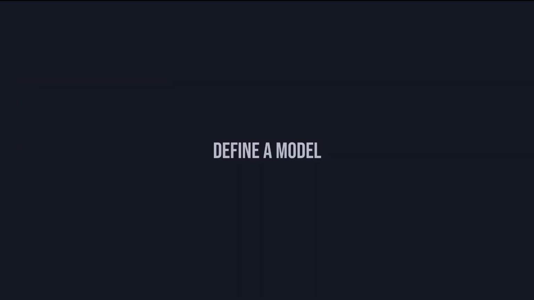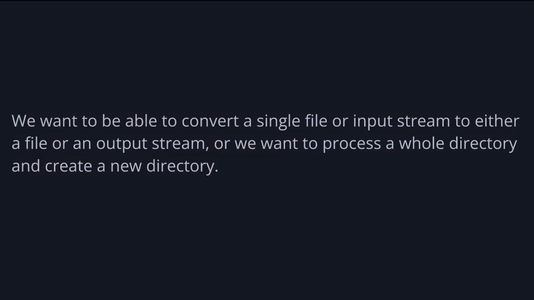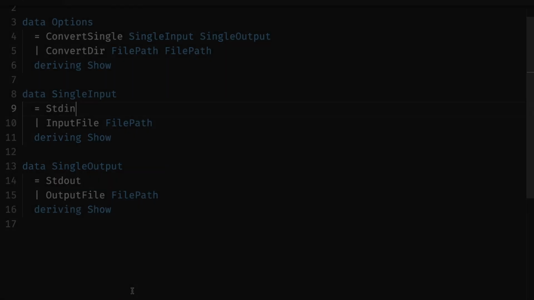Let's envision our command line interface for a second. What should it look like? We want to be able to convert a single line or input stream to either a file or an output stream, or we want to process a whole directory and create a new directory. We can model it in an ADT like this.